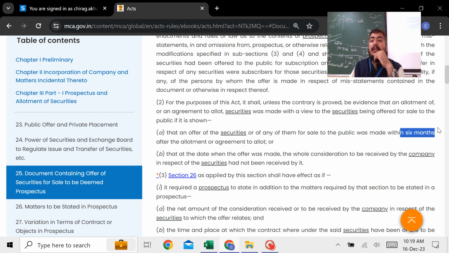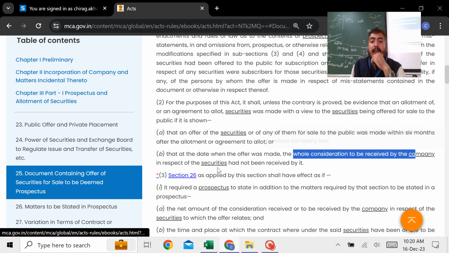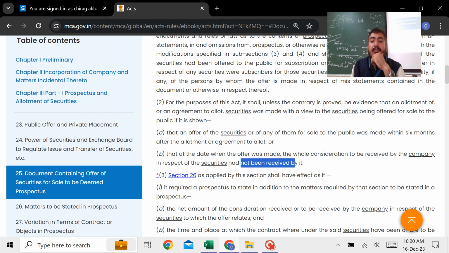Come on, speak up. So I gave to SBI and SBI allotted the shares to the public within what span? Guys, this is an indication that it is an offer for sale. That the date when the offer was made, the whole of the consideration to be received by the company in respect of the securities had not been received by it.